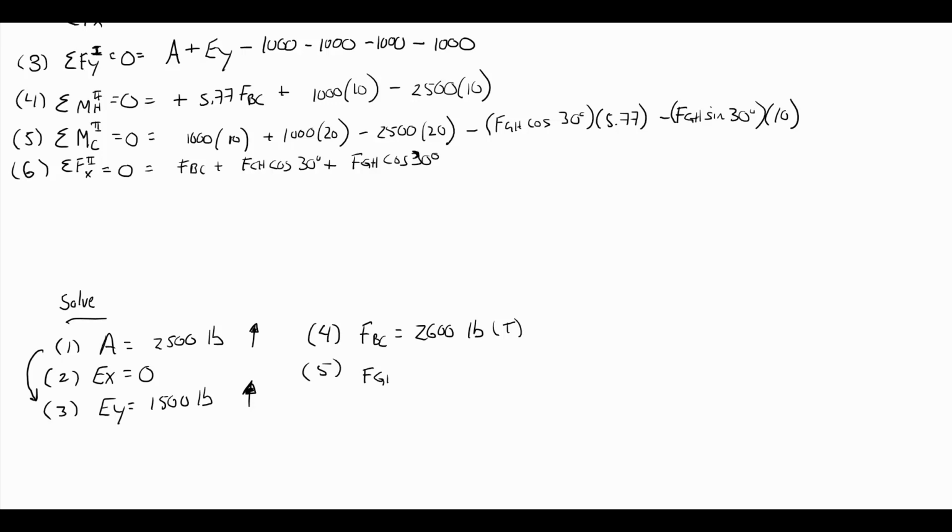In equation 5, GH is the only thing I do not know. So I can solve for it. GH is a negative 2,000 pounds. That's in compression. And from equation 6, actually the one unknown I ultimately did need to find, CH turns out to be a negative 1,000 pounds, so it is in compression.